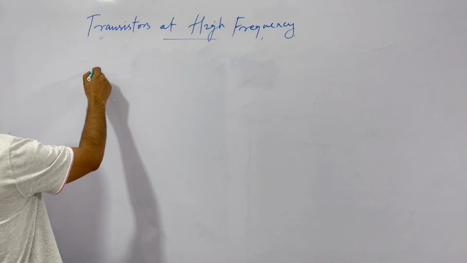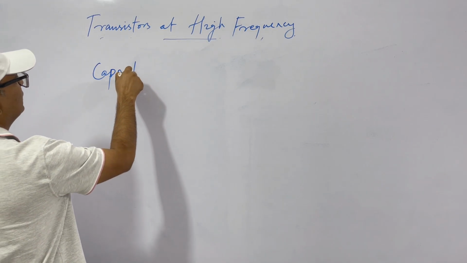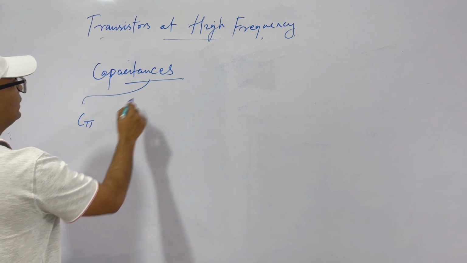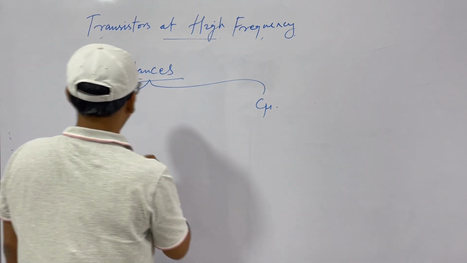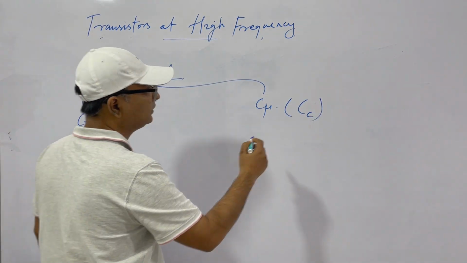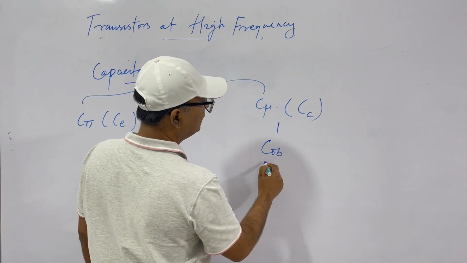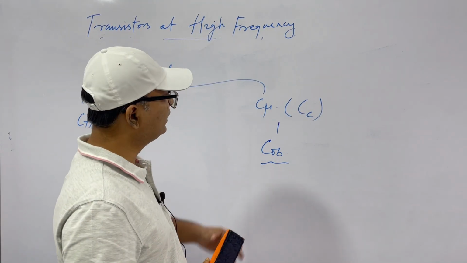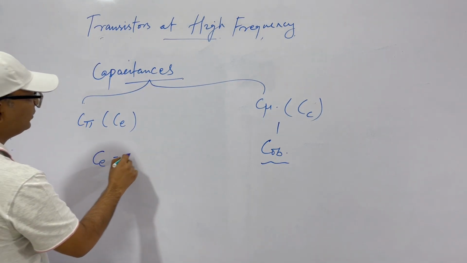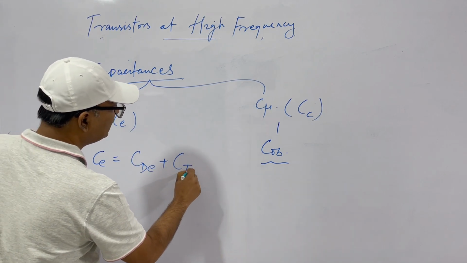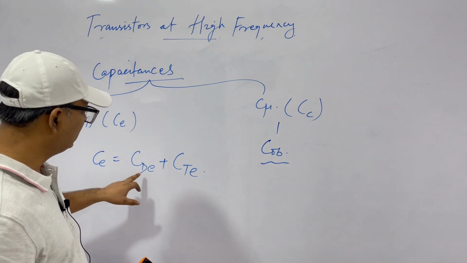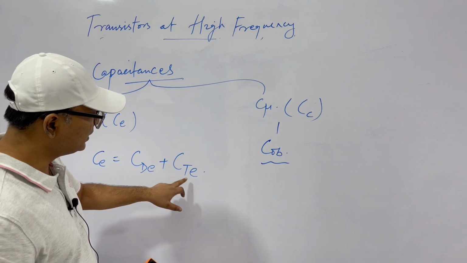Now we have 2 types of capacitances there. First is the C pi and second is C mu. This is basically given as CE and this is given as CC. This is also given as COB and is given by the manufacturer. In the data sheet you will find the value of COB for a particular transistor. And as far as CE is concerned, it is given as CDE plus CTE. This is the emitter diffusion capacitance and this is the emitter junction capacitance.